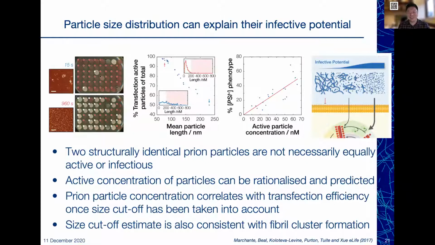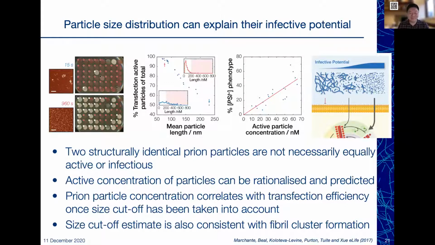So the conclusion from this study, which was done already a couple of years ago, is that two identical particles are not equally active in terms of how well they are basically infecting the yeast cells, in this case. So the concentration of particles is one parameter, but the size is also important, because you can only convert the cells to prion plus if the particle is less than a certain size.